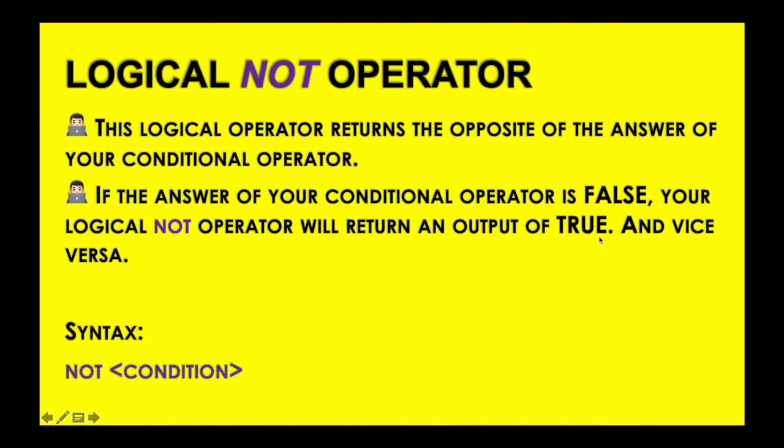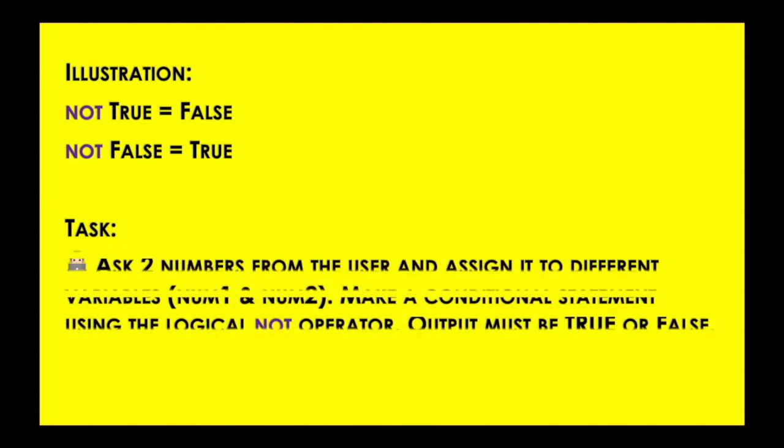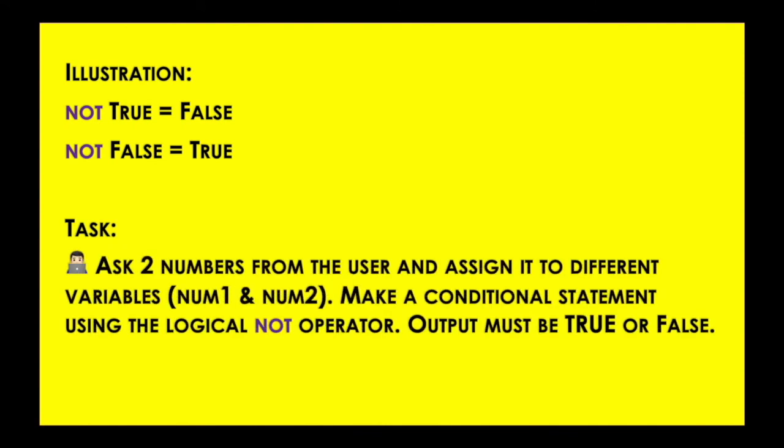Okay, so for the syntax, basically the syntax is not. This is all, by the way, my friends, this is all lowercase letters. So syntax, not, and the condition. Okay, so for the illustration, not true meaning that is false. Not false meaning that is true. So that's how basically the NOT logical operator is functioning. So for the task, we have to ask two numbers from the user and assign it to different variables, num1 and num2, make a conditional statement using the logical NOT operator. Output must be true or false.